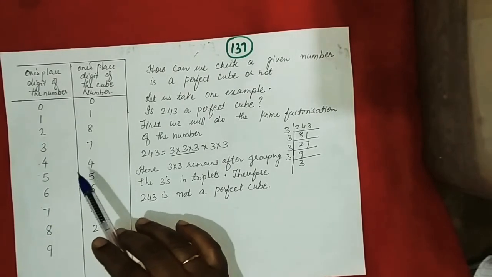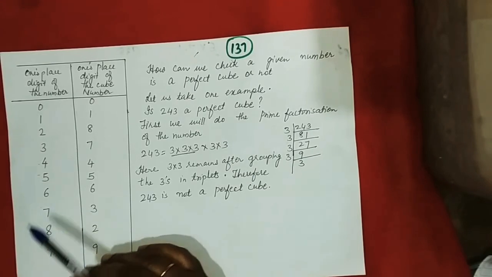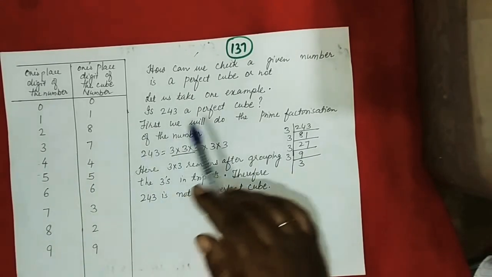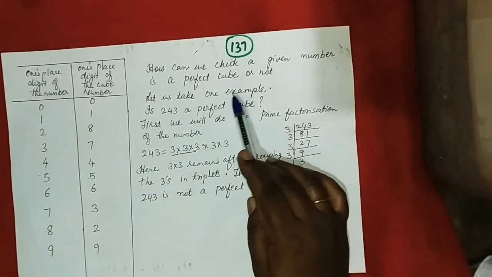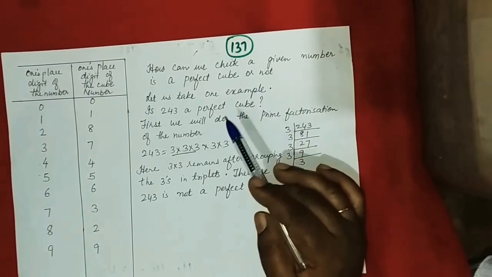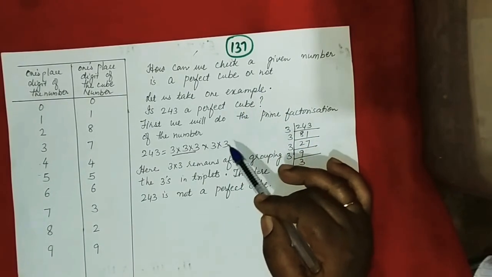So we have seen if the ones place digit of the number is given, how can we find out the ones place digit of the cube number? Now how can we check whether a given number is a perfect cube or not? We have seen perfect square, how we checked. We have grouped into pairs. Here what we are doing, we are grouping into triplets.